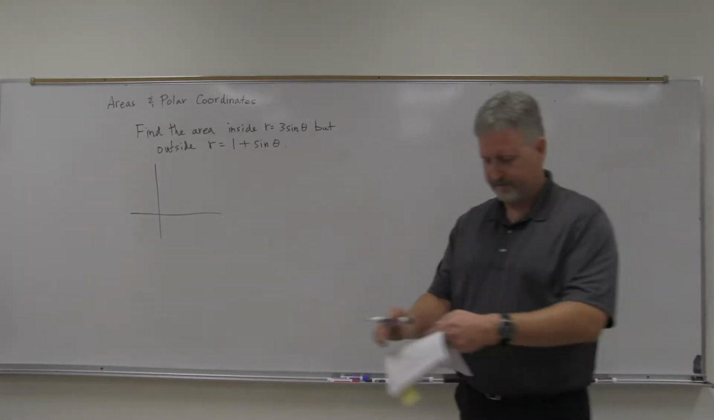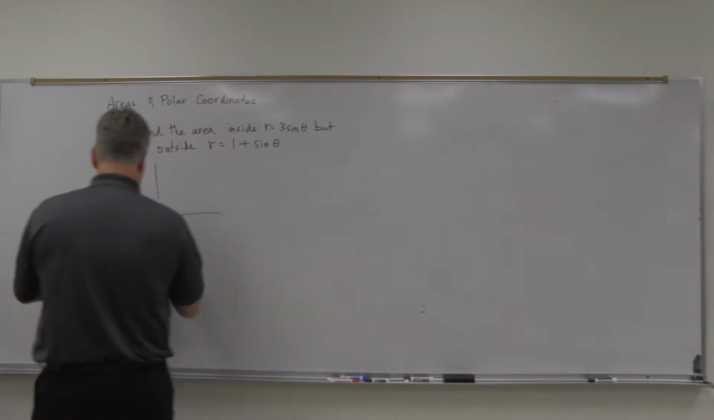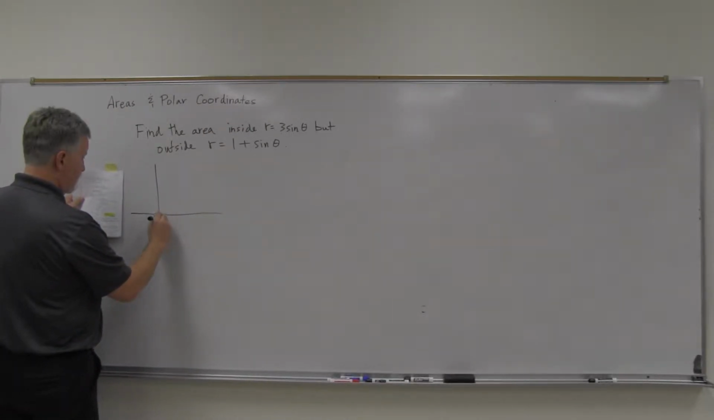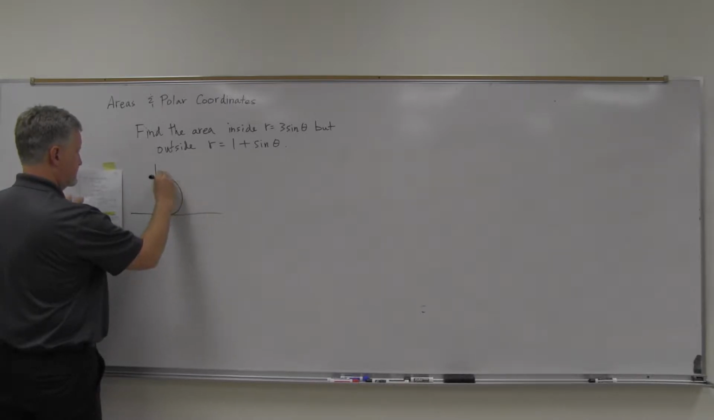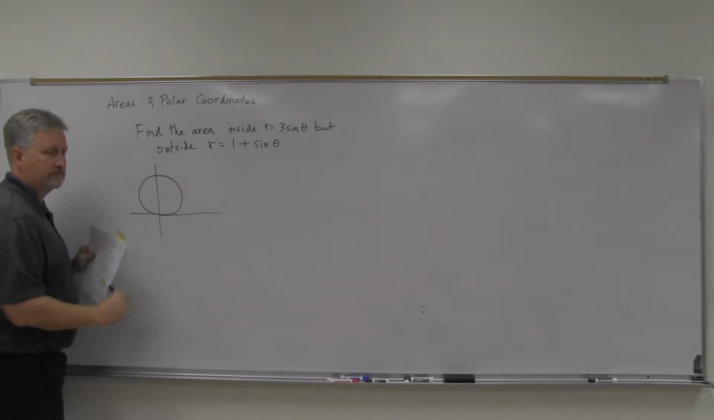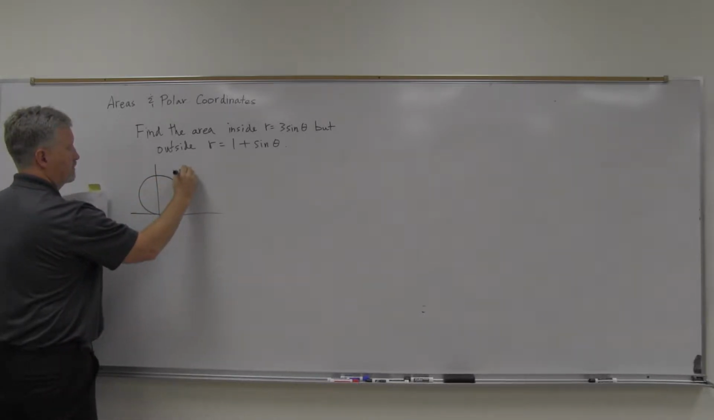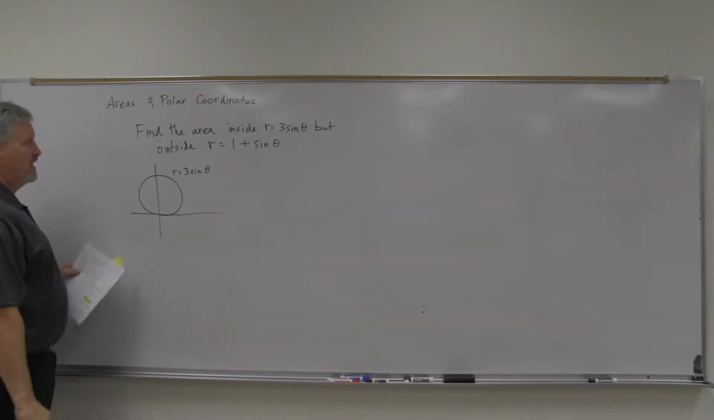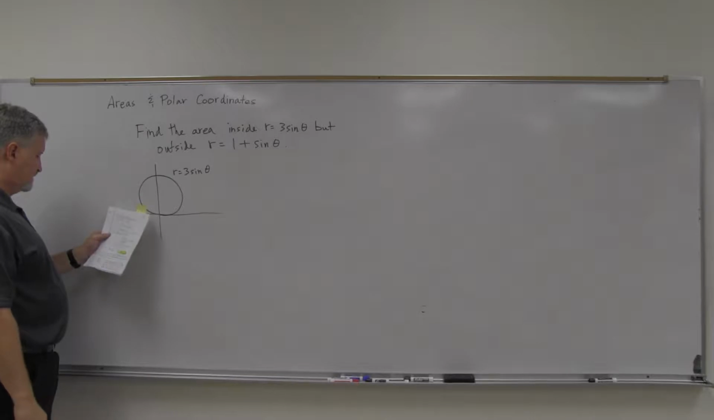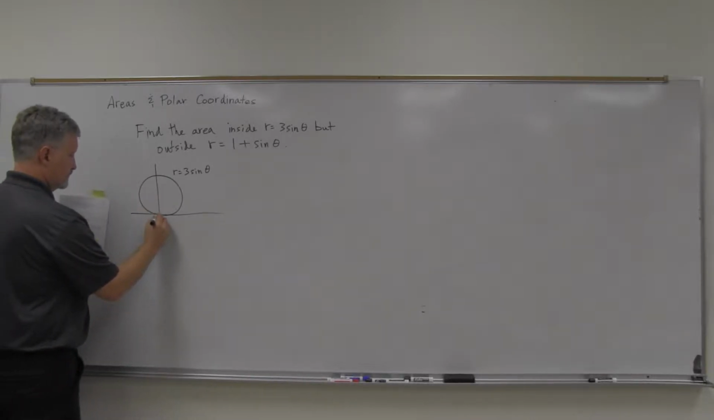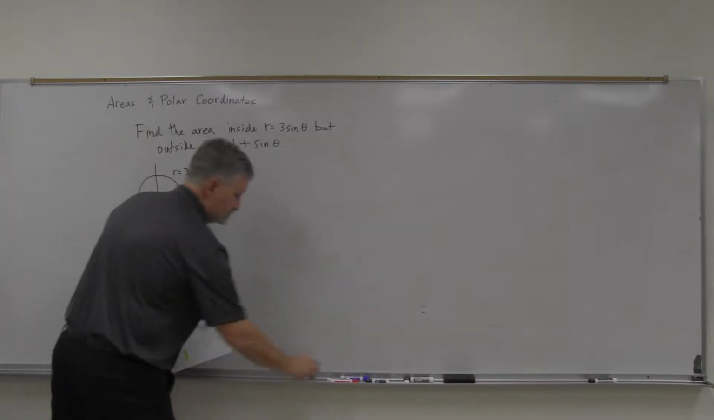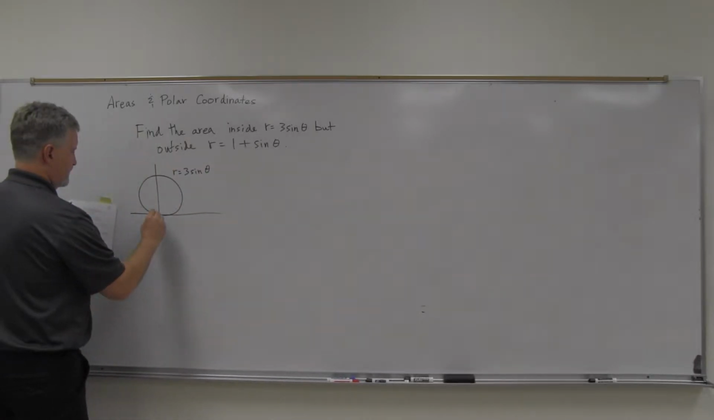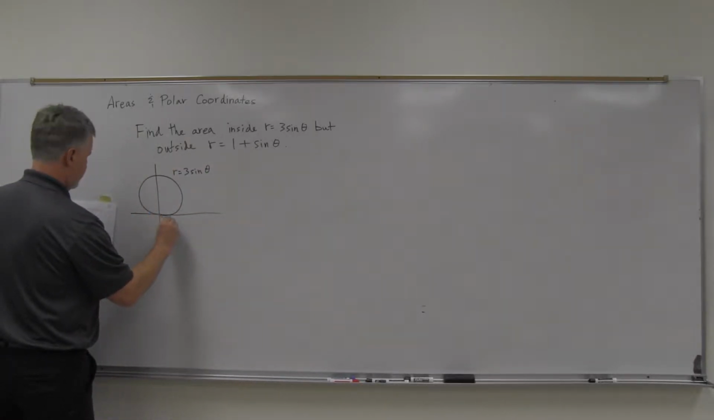I probably should draw them up here. So first of all, r equals 3 sine theta is just a circle. And then the 1 plus sine theta, it's a cardioid. Different color, but maybe you can see it. All right, so it's this.